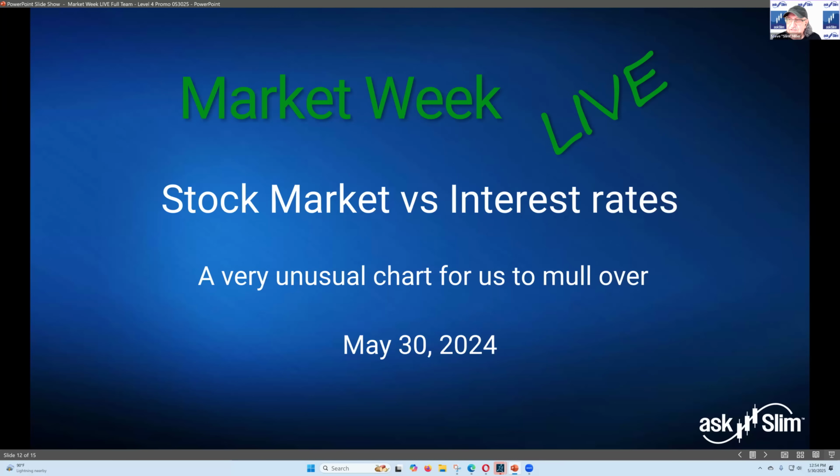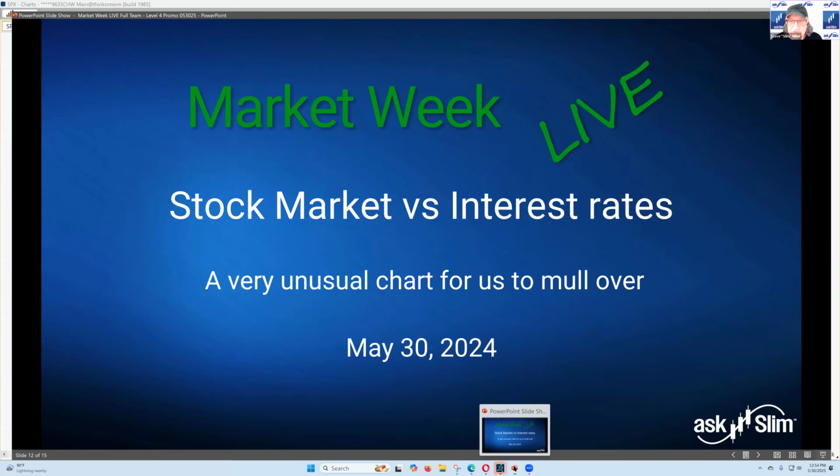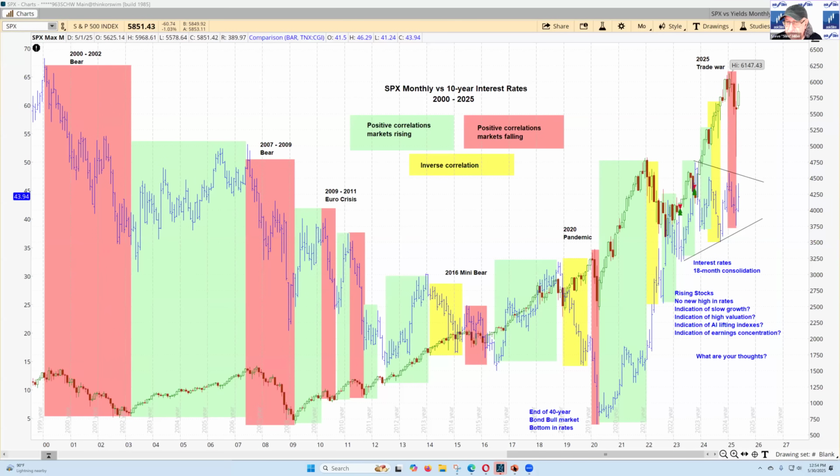So let's take a look at this extremely interesting and unusual chart of the stock market versus the interest rate market. So what are we looking at here? We're looking at a chart of the last 25 years on a monthly chart of the S&P 500, which is the candlestick chart that you see there. And that is versus the line chart, which is interest rates. The green zones are positive correlations in rising markets. The red zones are positive correlations in falling markets. In other words, they go up together, they go down together. The yellow zones are inverse correlations on a monthly chart.